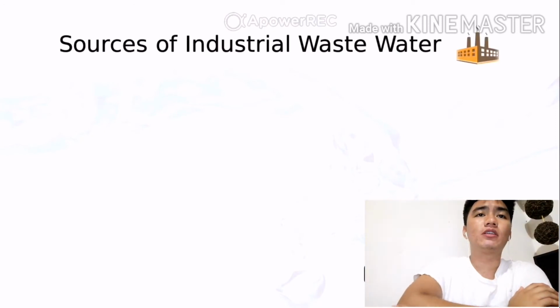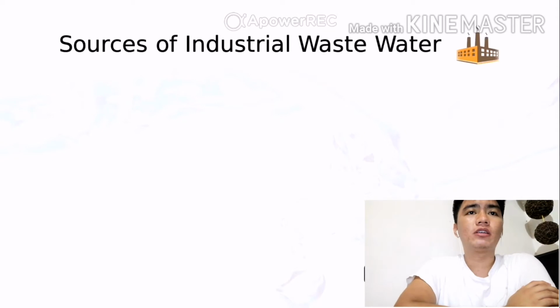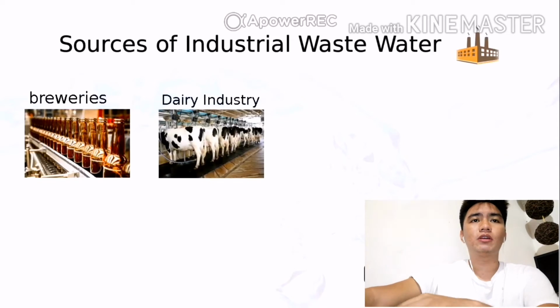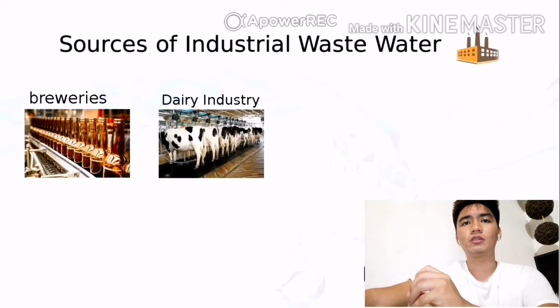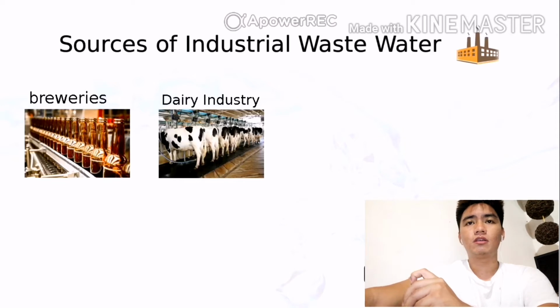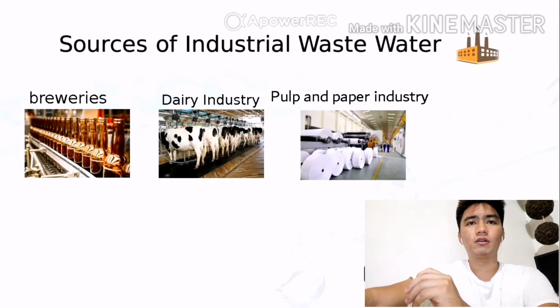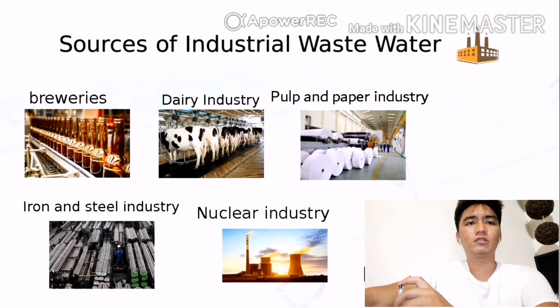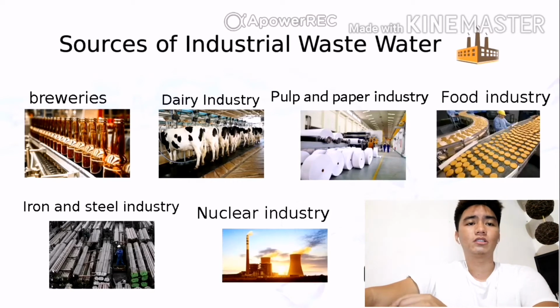These are the sources of industrial wastewater. Breweries, where it can achieve an effluent discharge of 3 to 5 cubic meters. Dairy industry, where wastewater contains dissolved sugars and proteins, fats, and possibly residues of additives. Pulp and paper industry, which uses a huge amount of water in the manufacturing process. Iron and steel industry, where it uses water as a lubricant and coolant. Nuclear industry, which is dealing with radioactive wastes. Food industry, where processing of food from raw materials requires a large amount of high grade water.